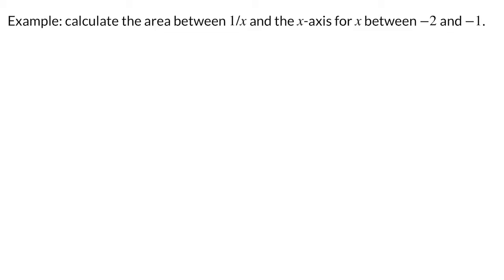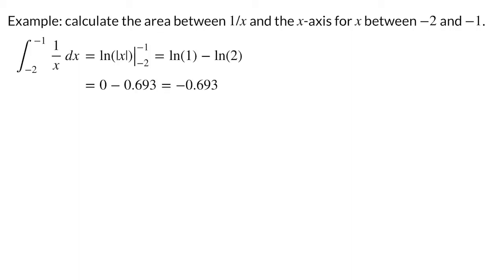Let's do another example. Let's calculate the area between the graph of the function 1 over x and the x-axis over the interval of x from -2 to -1. We begin by calculating the integral from -2 to -1 of 1 over x dx. The antiderivative of 1 over x is the logarithm of the absolute value of x.